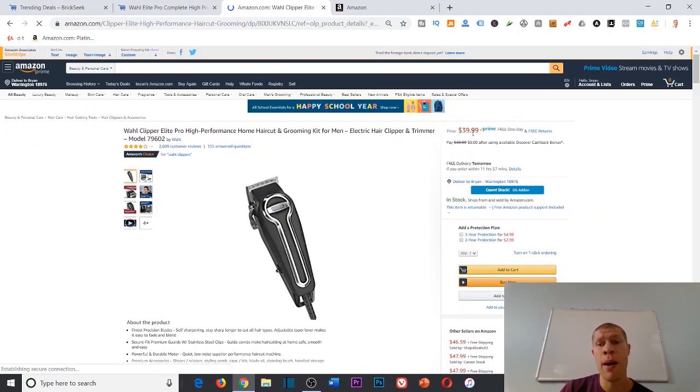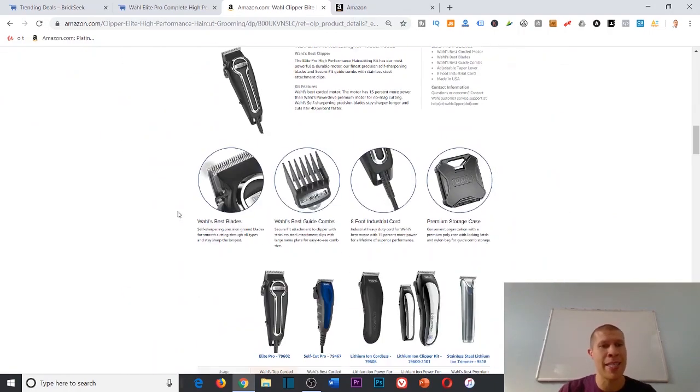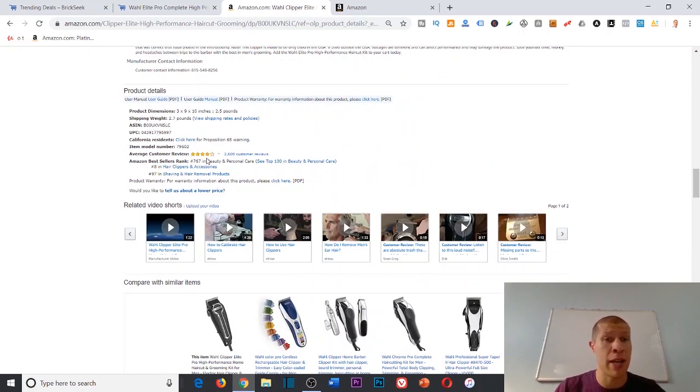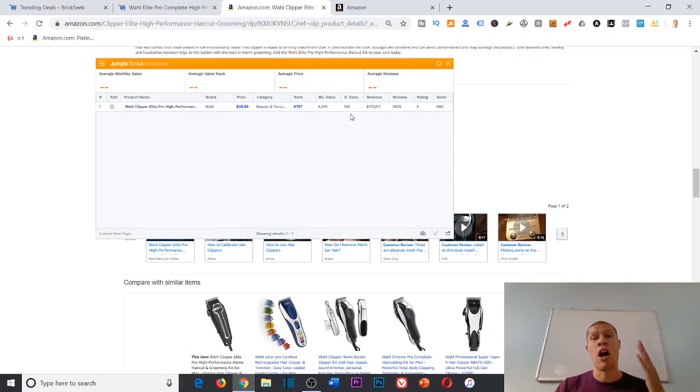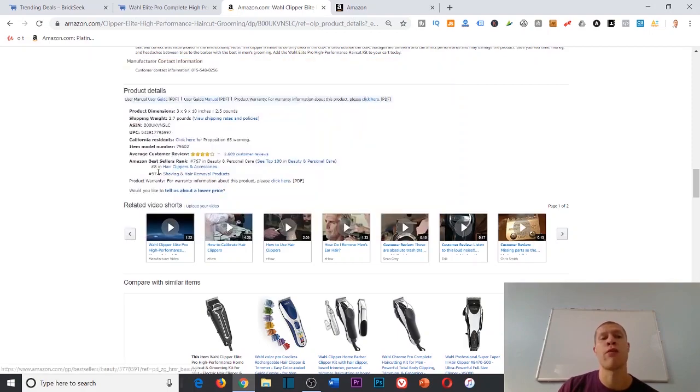So it's a good opportunity here for this product. It's selling at $40 on Amazon. Can I sell it, and what's the bestseller rank? Now, it's a great bestseller rank. This is a perfect example of something that's going to move a lot of products fast. As you see here, it's 767 in beauty and personal care. So it's selling 140 daily sales, 4,255 a month. This is moving really fast.